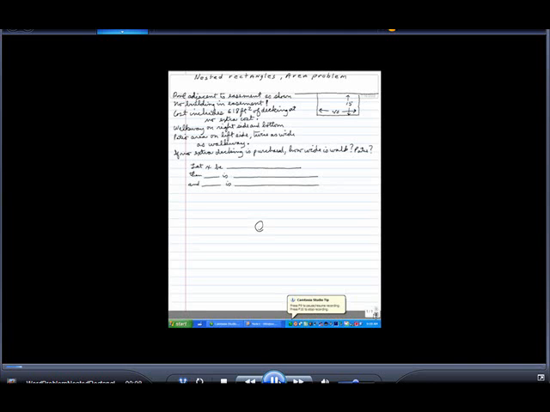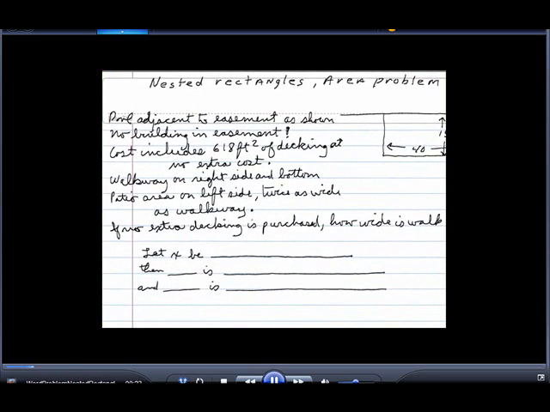Welcome to the next in our series of word problems. This is called nested rectangles, an area problem. We've already done nested rectangles, a perimeter problem. In this particular problem, we are building a 40 by 15 foot swimming pool.